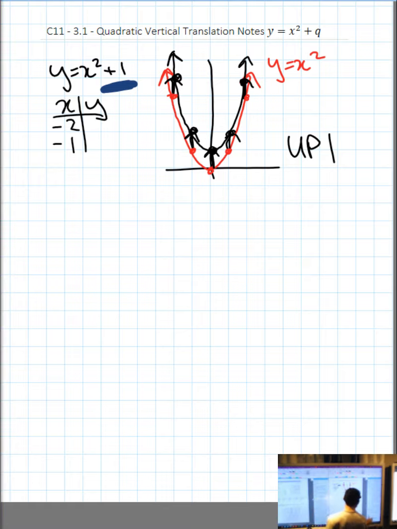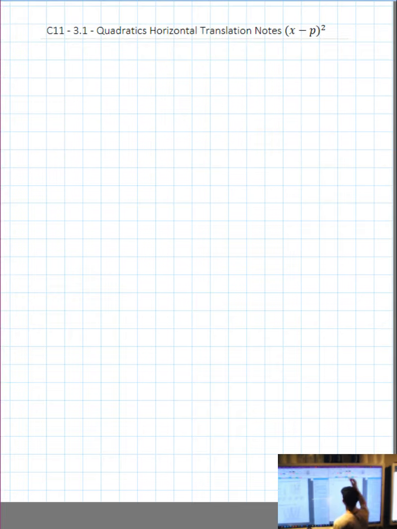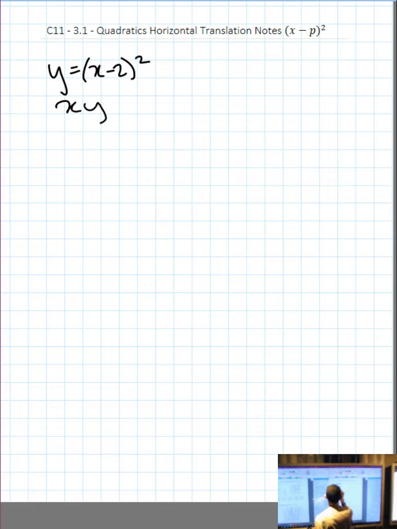So now let's take a look at the next page of notes. And let's go for y equals x minus 2 all squared. So let's make a table of values, x, y. Now, we don't know what happens with these brackets because we learned about plus 1 last year. So up 1, down 1, whatever. But now it's in brackets, so it's more confusing. So let's do the table of values.